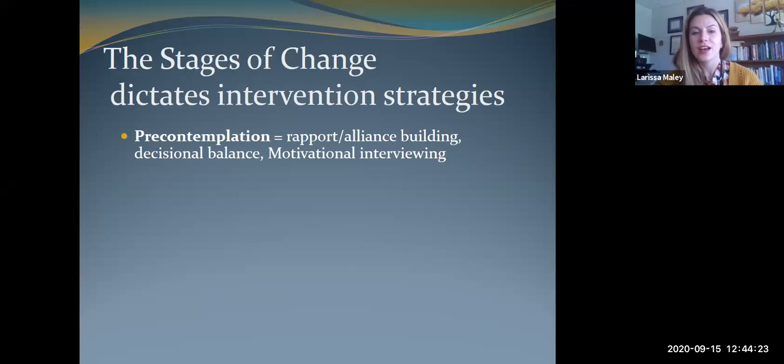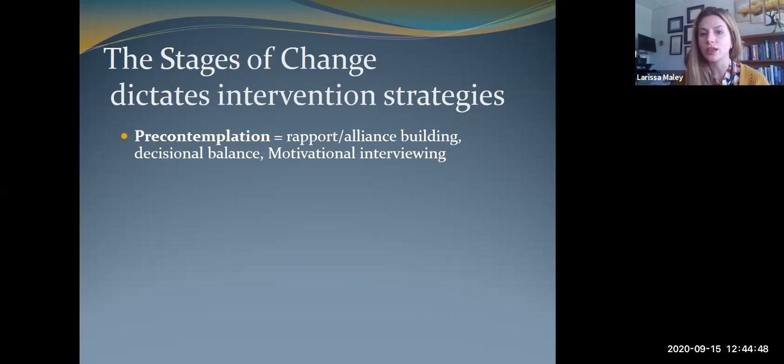So pre-contemplation, because somebody's not considering making change, we are not going to emphasize motivational interviewing techniques. They're not in a place where they have ambivalence, which we're going to talk about here in a second. There isn't a part of them that is thinking about making a change. They might be aware of the consequences of their current actions, but they're not in a place where they want to really do anything about it.